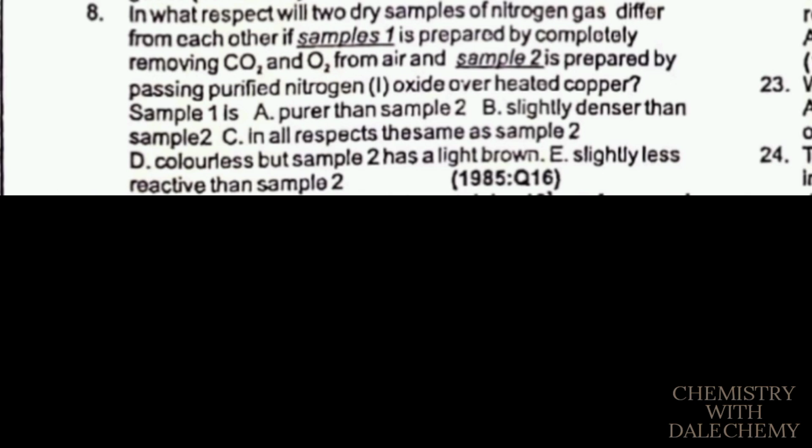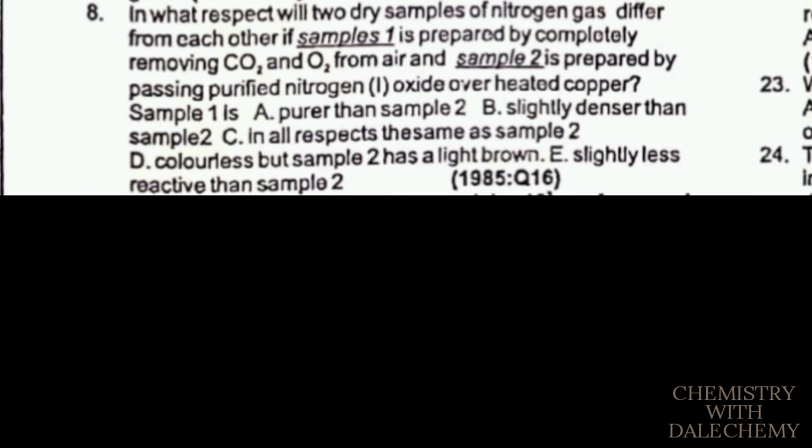And sample 2 is prepared by passing purified nitrogen(II) oxide over heated copper. So this one will produce a pure nitrogen, while the former one will produce nitrogen that is impure, so it contains inert gases. So which means the option is that sample 1 is slightly denser than sample 2 and is also impure. So that's option B. Option A is wrong because sample 1 will not be purer than sample 2. It will rather be more impure than sample 2. While for C, they are not going to be the same in all respects.